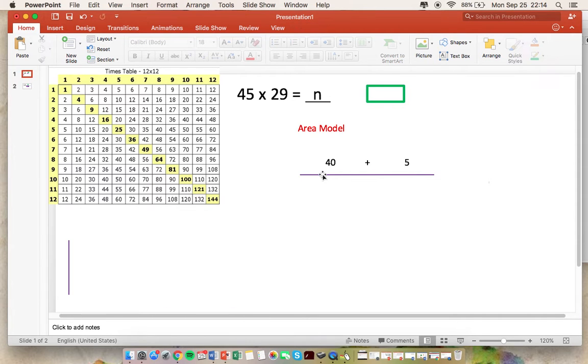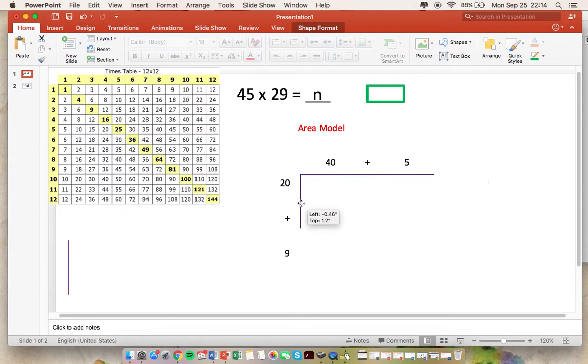Okay, right, and now I need to expand 29, and so these numbers are going to be going straight down. So 20 plus 9. And again, giving myself plenty of space so I can solve these. Okay.